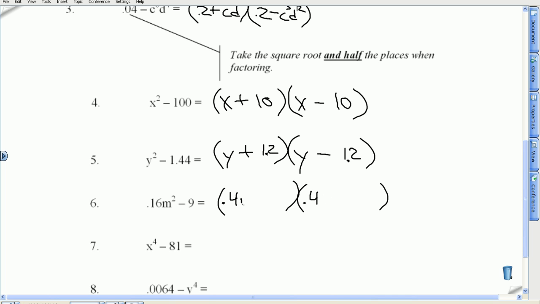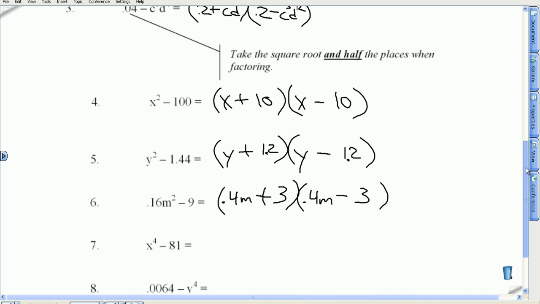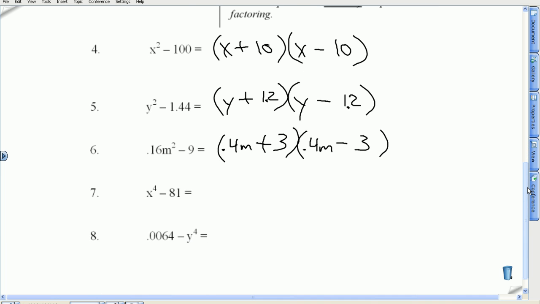Okay, the square root of m squared is m. The square root of 9 is 3, plus minus. Take the exponent and divide it by 2 to take the square root of x to the 4th. That's x squared. The square root of 81 is 9, plus minus.